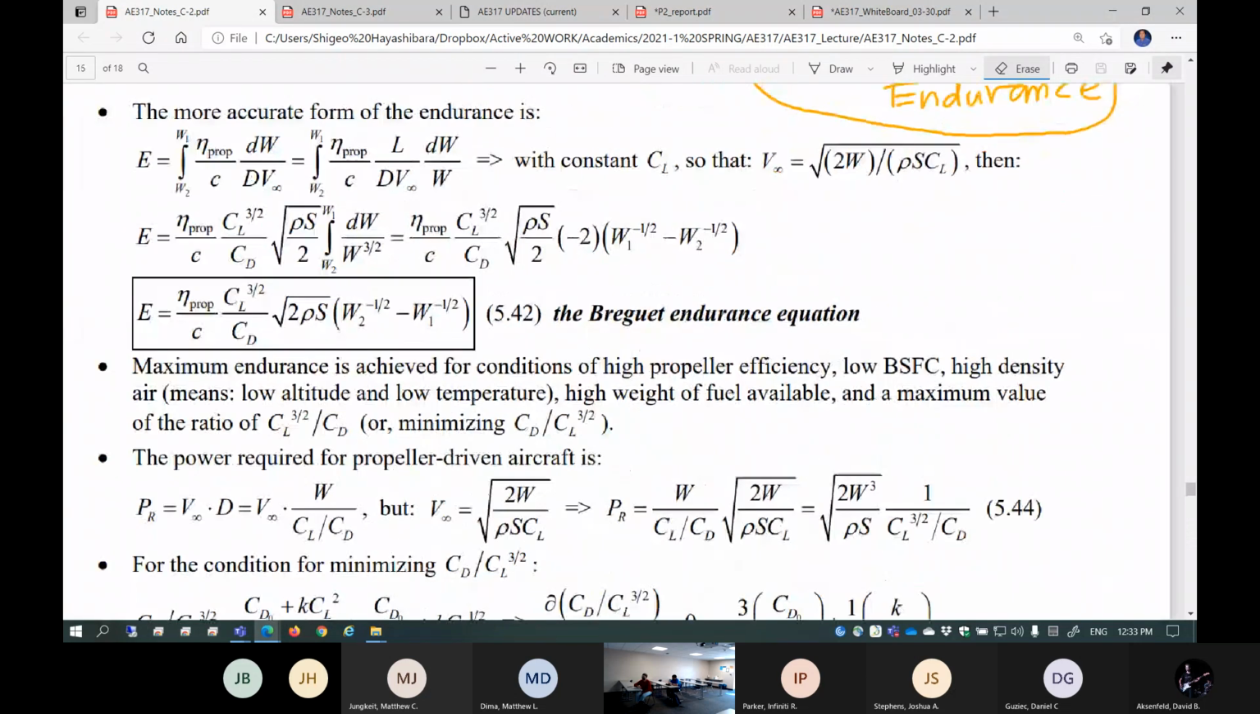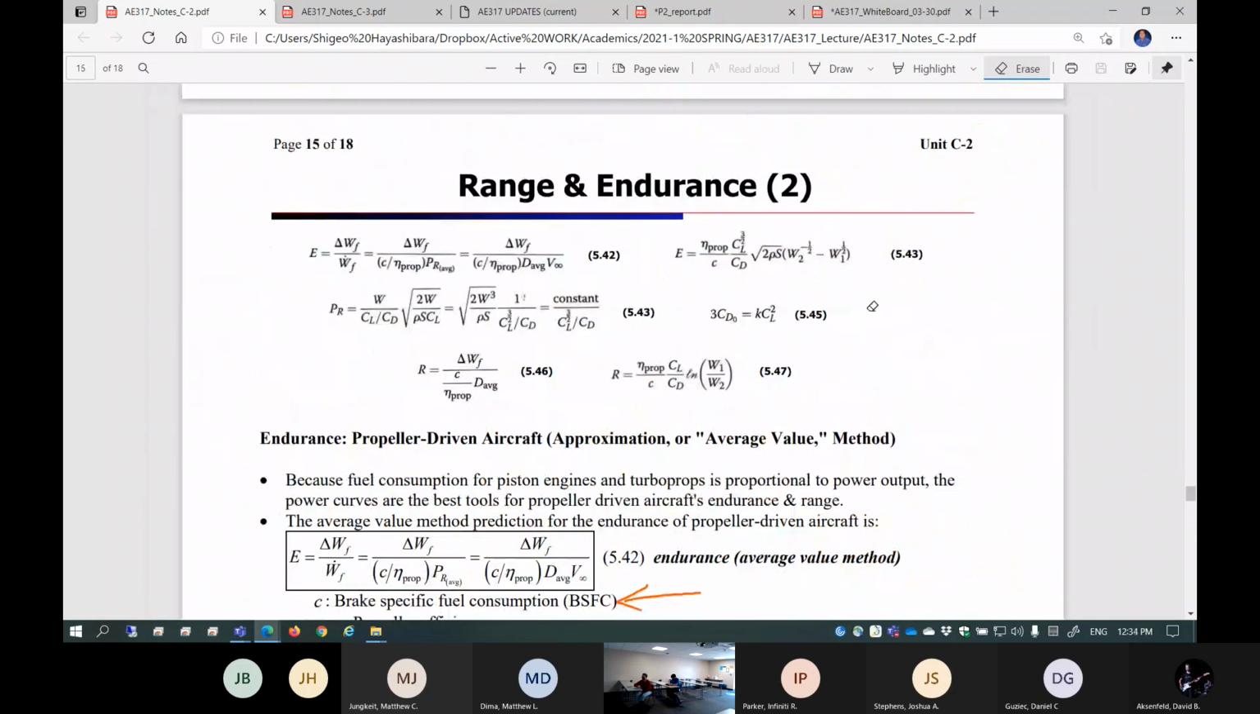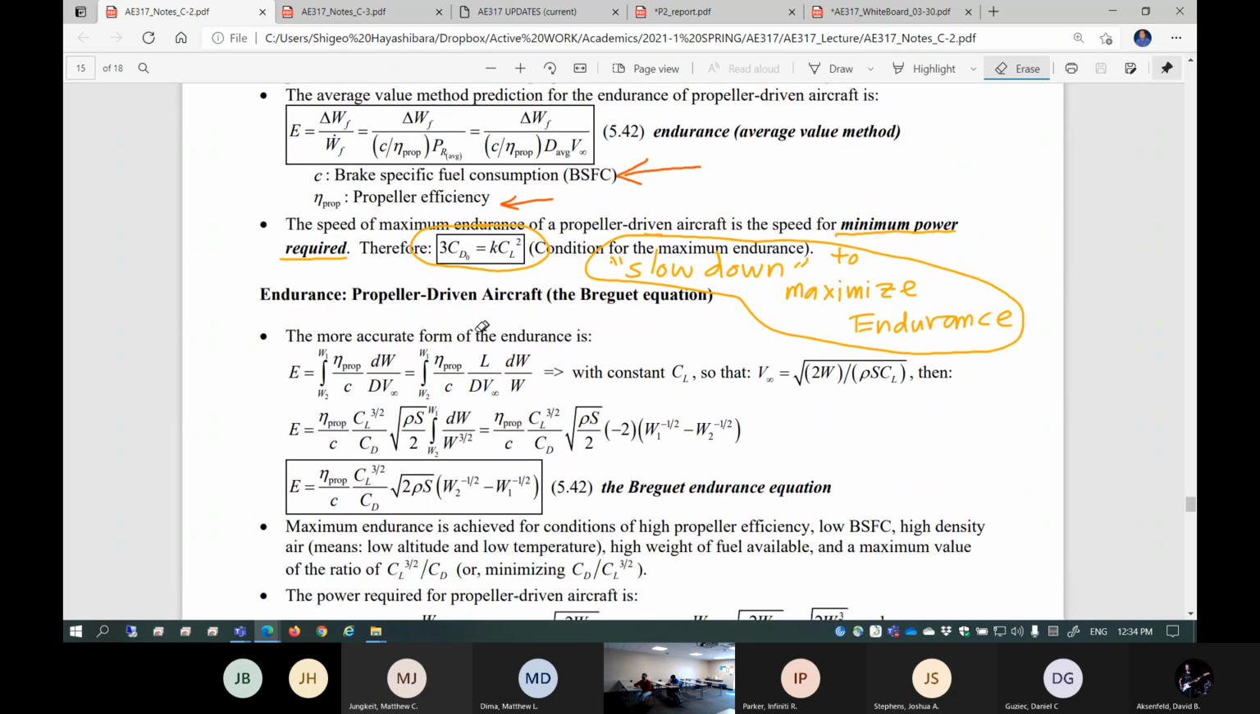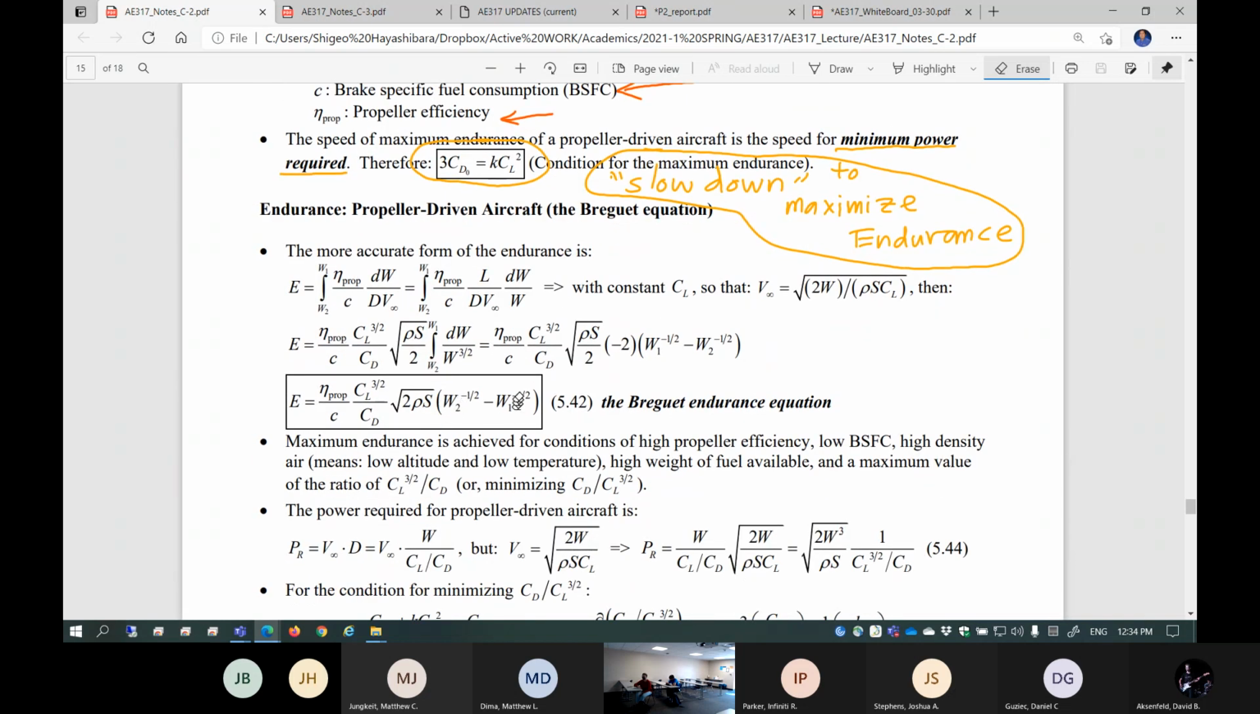So let's just go back and take a look. This is the propeller-driven airplane equation of range and endurance. Of course, 2 different kinds of equation. One is the endurance average value method for propeller-driven airplane. Of course, the propeller efficiency, eta prop, comes in right here and right here. Then you're going to use the drag average value from beginning to end. And then this is the propeller-driven airplane Breguet equation for endurance. Of course, you need information for initial weight and final weight and propeller efficiency. This is BSFC, brake specific fuel consumption, BSFC, not the TSFC. This is essentially power, okay?